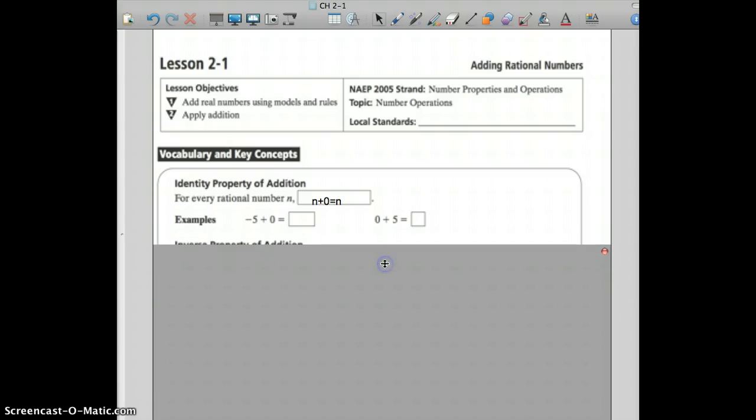The first property is the identity property of addition. The identity property of addition tells us that if we add 0 to any number, we are left with that number. You can see in the examples, -5 plus 0 is going to leave us with -5, and 0 plus 5 will leave us with 5.